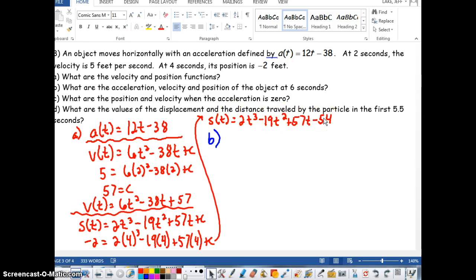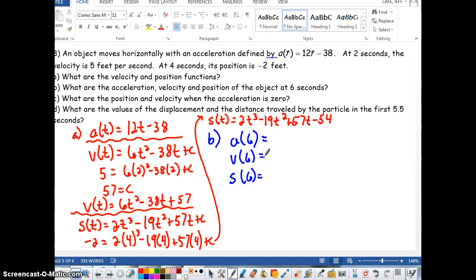All right, part B says what are the acceleration, velocity, and position of the object at 6 seconds. So again, one of the biggest mistakes I see with students is they don't know what to do with that 6. Do I set it equal to those 3 equations, or do I plug it in? Here, you're going to plug it in, because you have the time given to you. The 6 is seconds, and since t stands for time, you're going to plug it into each one of those.